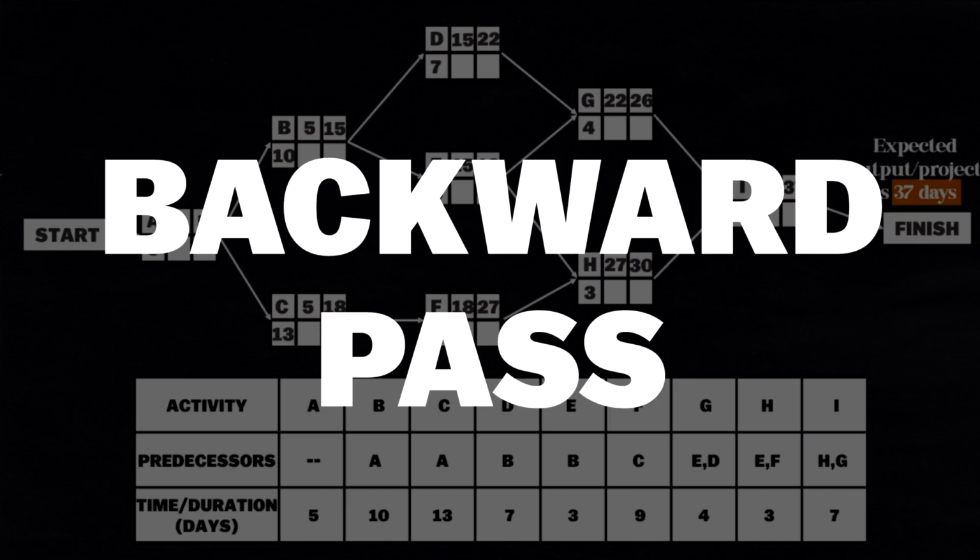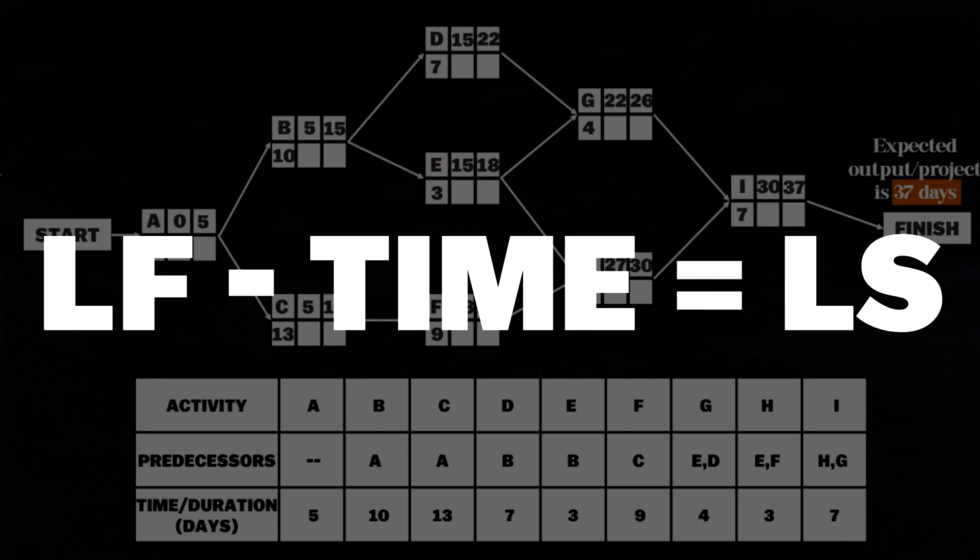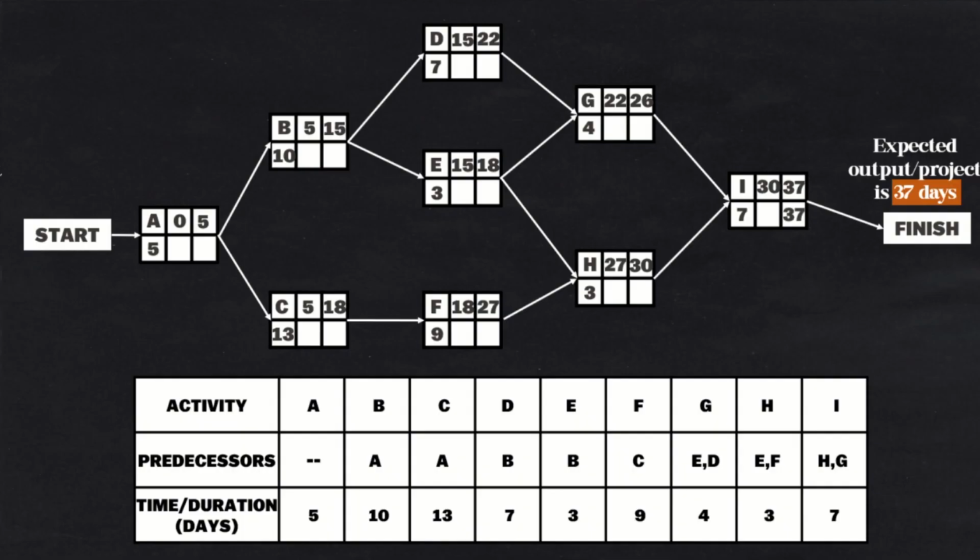Now, we will do the backward pass. To get the latest start time, the activity time should be subtracted from the latest finish time. Since 37 is the earliest finish time, the latest finish time of activity I will be 37, and the latest start time is 30. I has a latest start time of 30. G will have a latest finish time of 30 and get a latest start time of 26. Also, activity H will have a latest finish time of 30, since activity I has a latest start time of 30, and H gets a latest start time of 27.